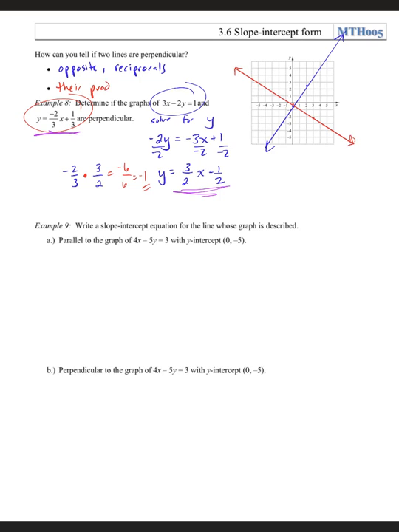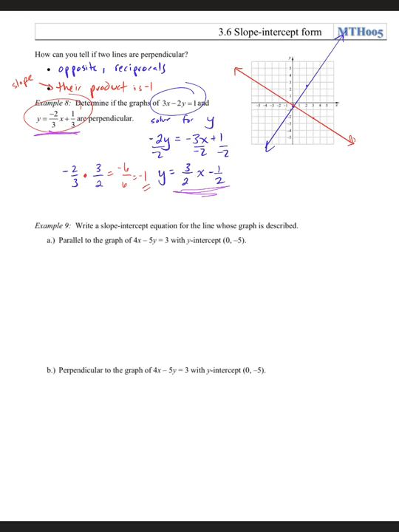Their product, meaning the slope, is negative 1. So the product of their slopes is negative 1. Or you want to think opposite reciprocals. One's negative, one's positive, and then they have to be flipped over. And that's how we know if they're perpendicular. Again, you must solve for y first.